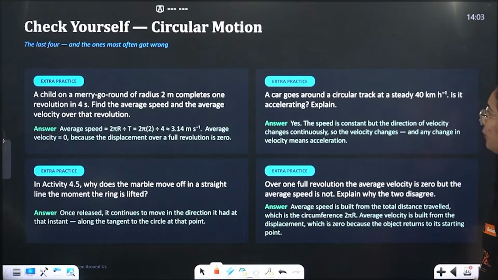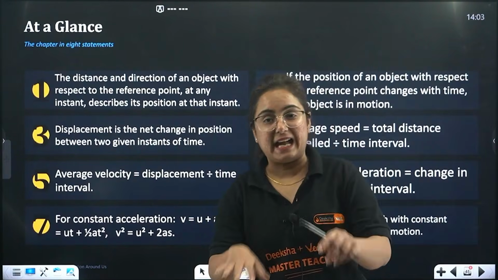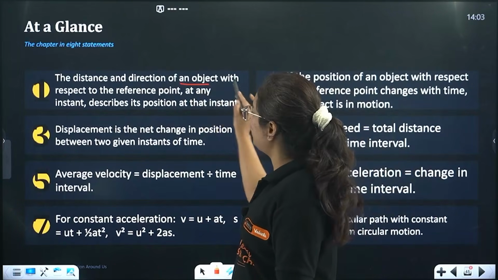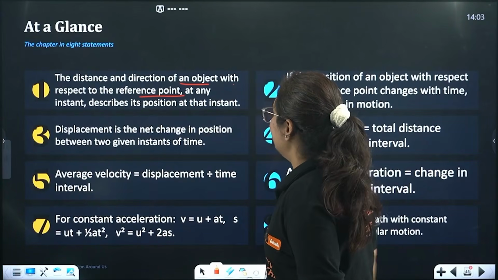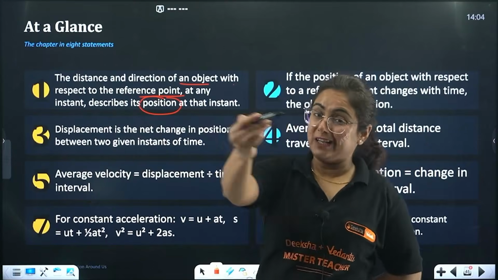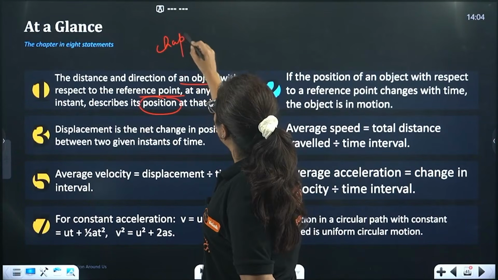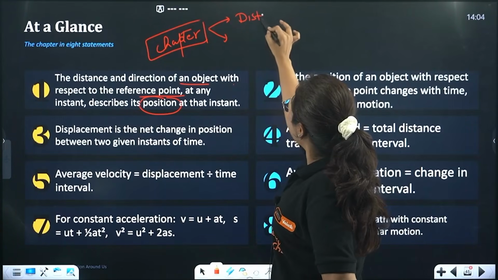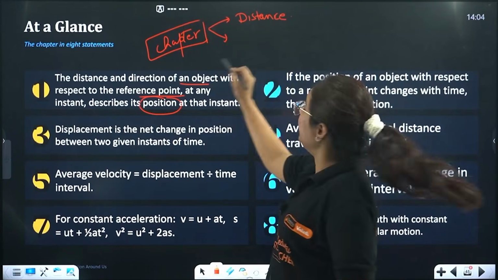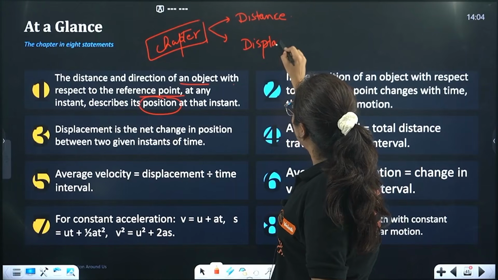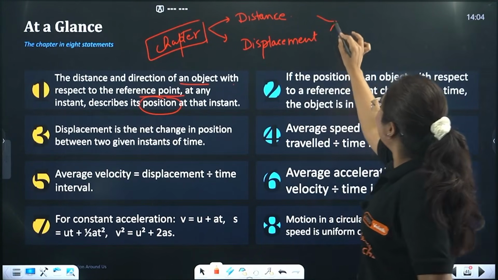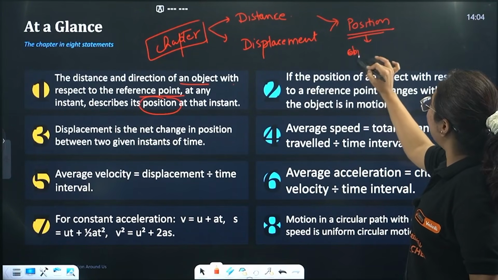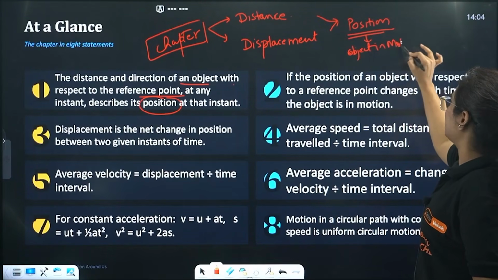So here we have a lot of questions at the end which you have to do, and at the end, beta, what pointers do we need to keep in mind? The distance and direction of an object with reference to a point at any instant describe its position. From where we started the chapter, there were 2 points, beta: distance, which is a scalar quantity, and displacement. These 2 pointers brief us about the position of an object in motion.